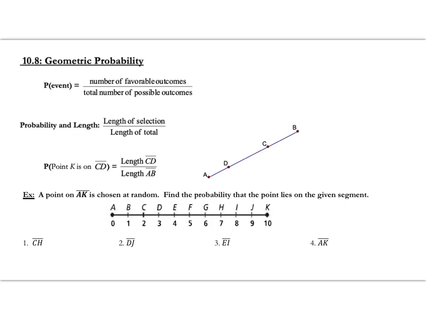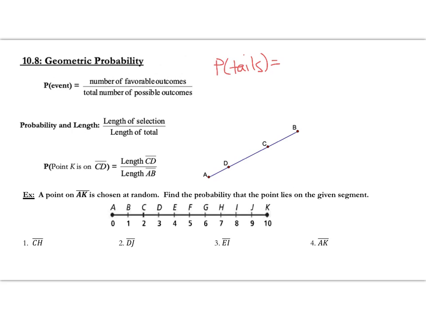Alright, here's our last lesson of chapter 10. This is on what's called geometric probability. So the first thing I need you to understand is what probability means in general. Like, for instance, if I asked you for the probability of when you flip a coin, you get tails. To find probability, it's just the number of favorable outcomes over the total number of outcomes.